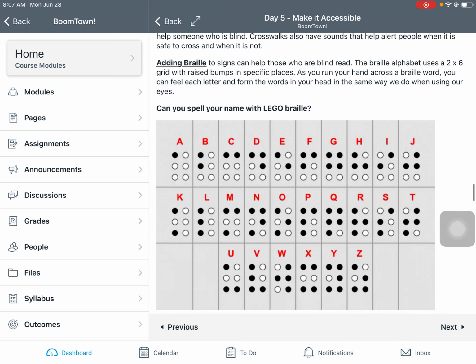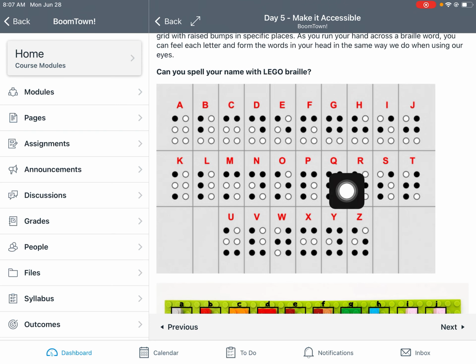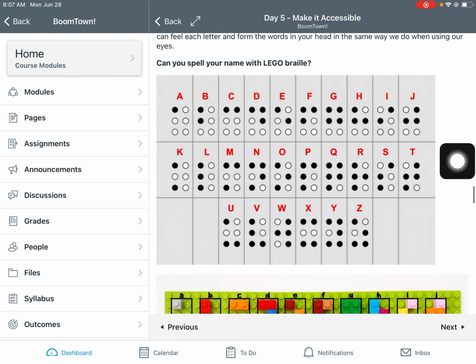And then for signs, we have an entire alphabet system that is designed around accommodating those who are blind, and that's called Braille. And so I would like you guys, because Braille uses a grid system and Legos are basically grids, so can you use the Lego around you to create your name or to spell something in Braille.